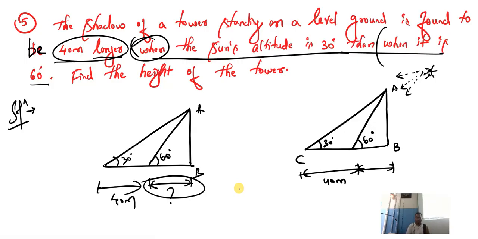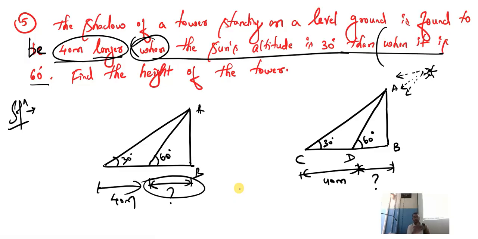Earlier, let me say this as D, the sun's altitude was 60 degree. When the sun's altitude was 60 degree, some length of the shadow was there. But when the sun's altitude became 30 degree, the length became 40 meters more than earlier. This is what they are telling.